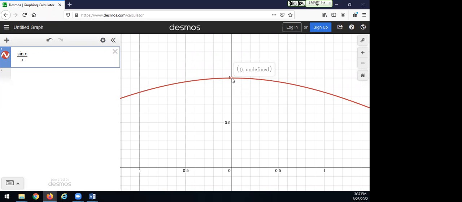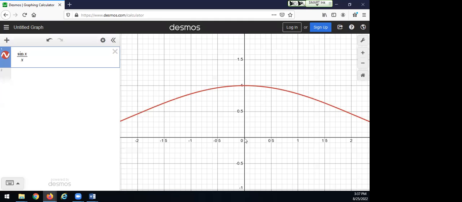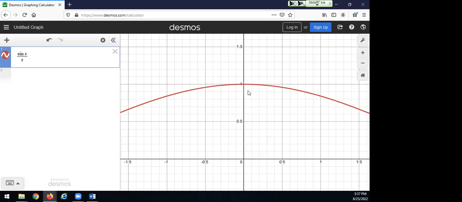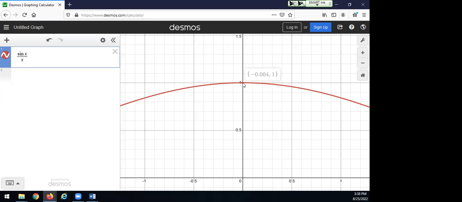Now, if you notice, as x approaches 0 from the left, the function value is approaching 1. Do you see that? The hole is at 1. And what about when it approaches 0 from the right?